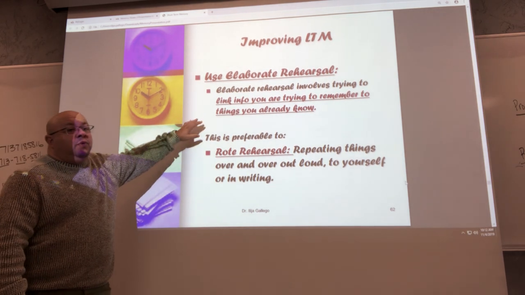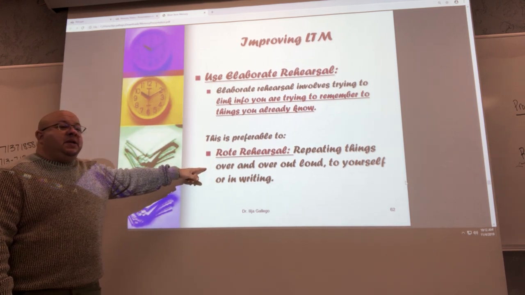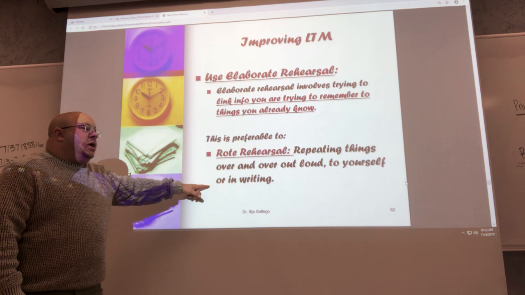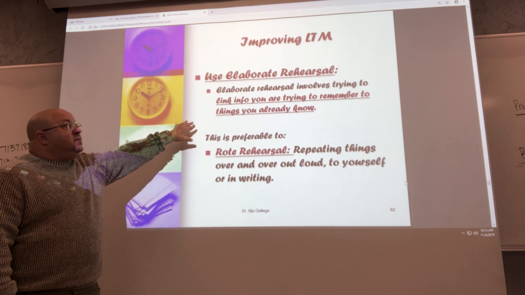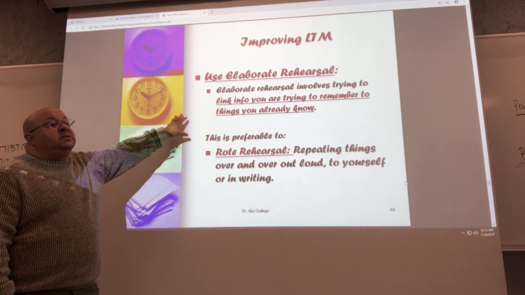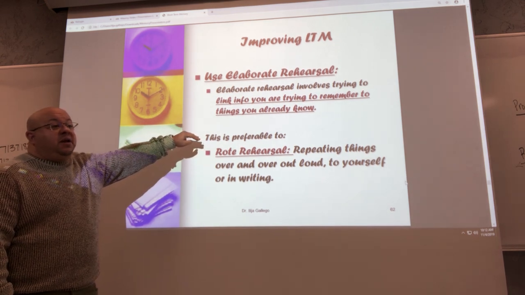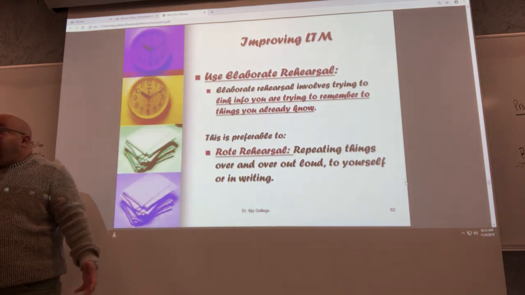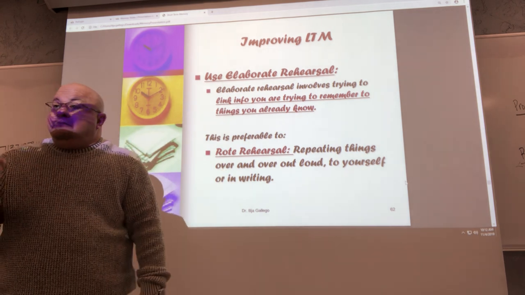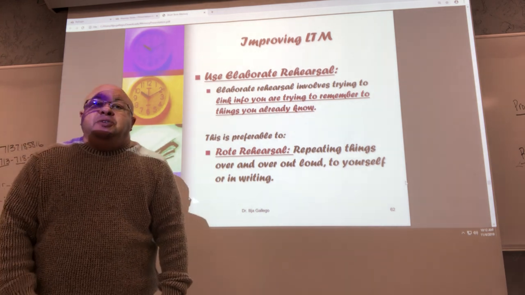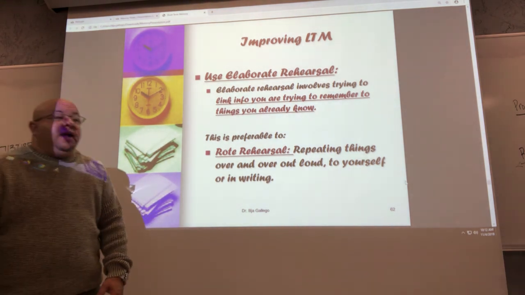Also, using elaborate rehearsal is better than using rote rehearsal. Rote rehearsal just means repeating things or rewriting them over and over, even out loud to yourself. But elaborate rehearsal means you're trying to connect something that you're trying to remember to stuff you already know. Like a little girl has to remember the planets for school. And she went to the planetarium, right? And she remembers, oh yeah, Saturn was the biggest, or I saw the big red dot, or whatever, okay?